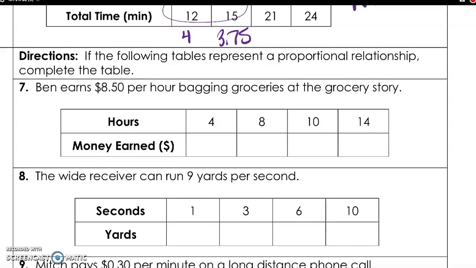So $8.50 per hour times 4 hours. That's all it is. 8.50 times 4 gives us 34. 8.50 times 8 would give us 68. 8.50 times 10 would give us 85. 8.50 times 14 would give us 119. That's all it is. So just take the amount that they give you per whatever and times it by the numbers in the top of the table.